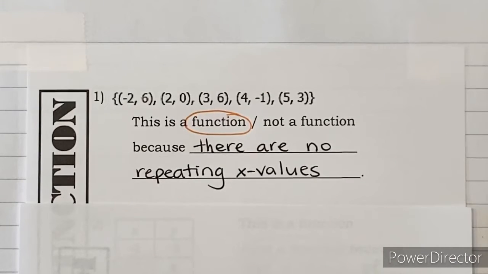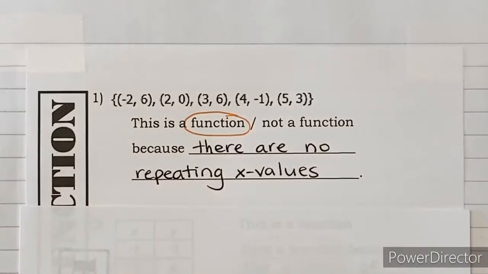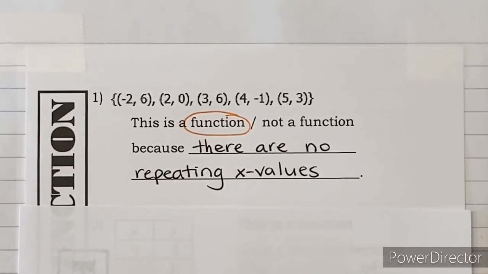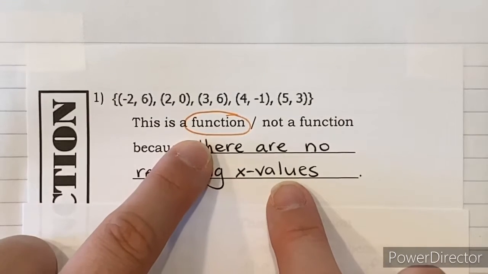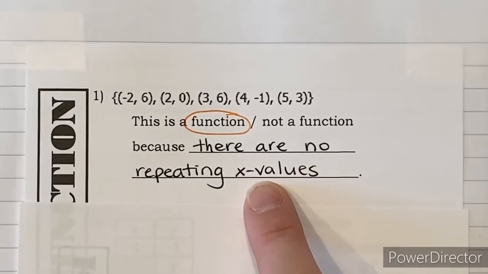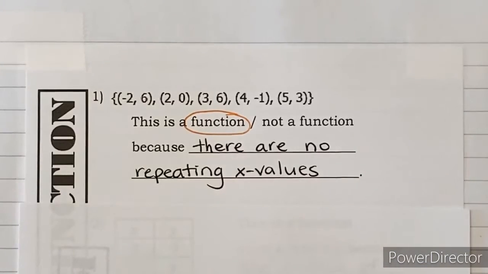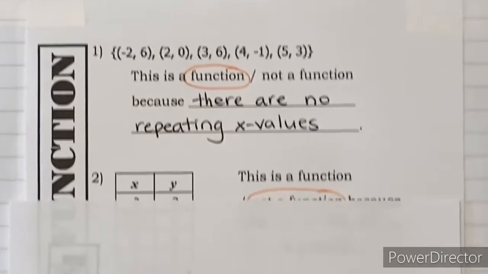Okay, hopefully you were able to at least get the function, not a function part. You may have struggled with how to word the justification of what you said. So I'm going to go over these 4 questions with you real quick. So this first one is a function because there are no repeating x values. When we are explaining ourselves and writing out our justifications, we need to be very specific on what we are trying to say. So there are no repeating x values.